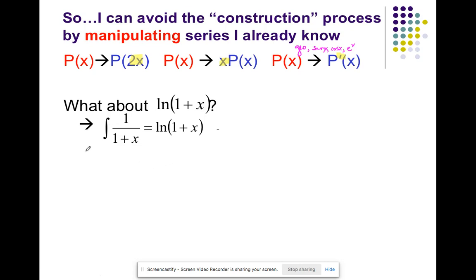Isn't it true that the integral of 1 over 1 plus x is ln of 1 plus x? Think about that for a second. This is u to the first, and the antiderivative of u to the negative 1, or 1 over u, is ln of the stuff, as long as the derivative of the stuff is there, and the derivative of the stuff is just 1. So if I want a power series for ln of 1 plus x, I can use the integral of this other known, in this case, geometric series. So I know what the power series for the integrand is.